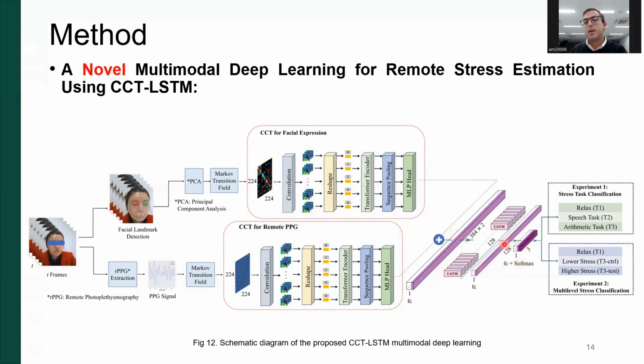And then we would have the two experiments, one for stress task classification: relax, speech task, arithmetic task, T1, T2, T3, and also one for multi-level stress classification: relax, lower stress, and higher stress, T1, T3 control, and T3 test.